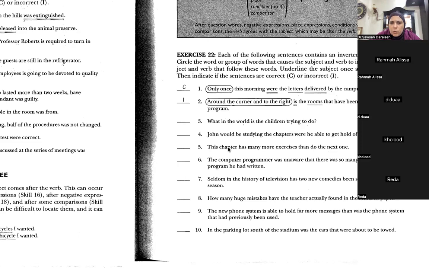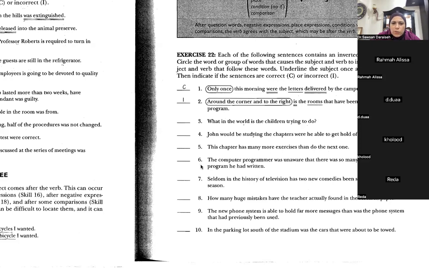Where are we? So we want to take a look at 5. This chapter has many more exercises than, so we have here what? Comparison. Remember, guys, we talked about comparison. When there's comparison, we have inversion. The verb is before the subject, but the problem here is that they don't agree. Because when you say the next one, it's singular. This has to be does and not do. Okay, so this chapter has many more exercises than does the next one. That means than what? The next one. All right, then the one that follows. All right, then does the next one. Okay, all right. So I hope you understand this.